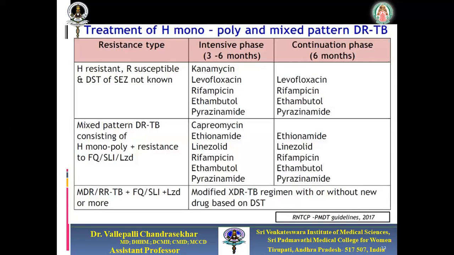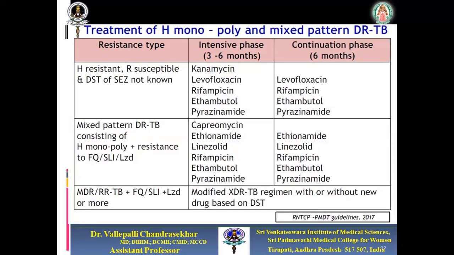So this is the treatment of isoniazid mono or poly and mixed pattern drug resistant TB. When there is resistance to isoniazid and rifampicin is susceptible, then the intensive phase is 3 to 6 months. Then in the continuation phase, we are giving drugs for 6 months. The drugs given are kanamycin, levofloxacin, rifampicin, ethambutol, pyrazinamide. In the continuation phase, levofloxacin, rifampicin, ethambutol, pyrazinamide.